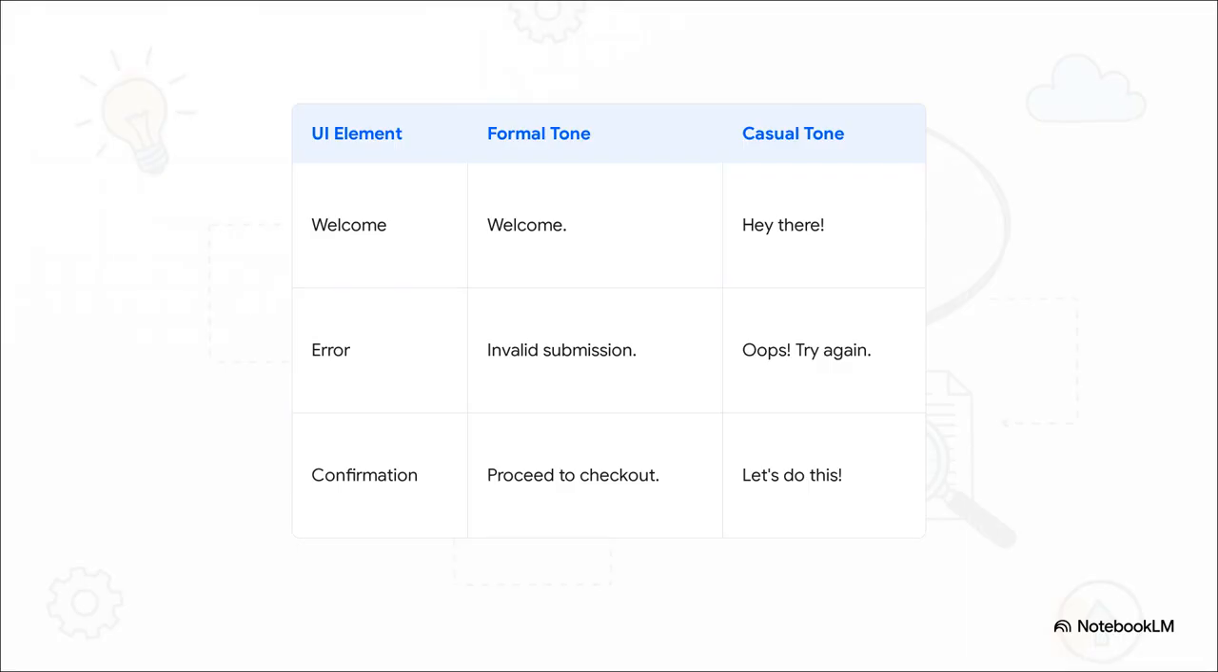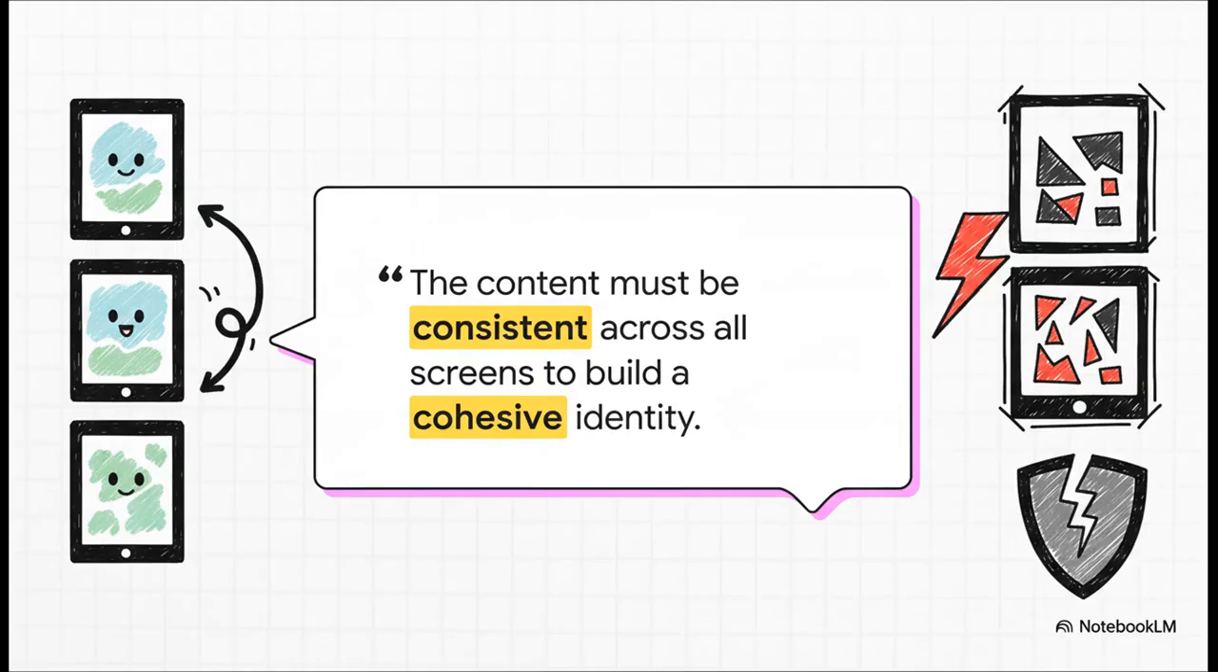Now this is where it gets really cool. This table shows how the exact same action can feel completely different. "Error, invalid submission" is so direct, very impersonal. But "Oops, something went wrong," that feels way more forgiving, more human. Neither one is wrong, they just create totally different feelings for the user. And whatever voice you choose, consistency is everything. I mean, imagine if your super friendly, casual app suddenly hit you with some really formal, technical jargon on one screen. It'd be jarring, right? It totally breaks the trust and the cohesive feeling you have with that product.